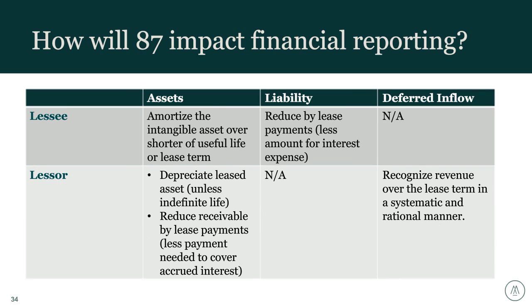So this is really getting at the income statement side. A lessee should reduce the lease liability as payments are made and recognize an outflow of resources like an expense for interest on the liability. And then the lessee should also amortize the lease asset in a rational manner over the shorter of the lease term or the useful life of the underlying asset. For a lessor, you still depreciate the leased asset unless it's an indefinite-lived asset, and then you reduce the receivable by lease payments that are made over the course of the lease term. And then on the other side, you recognize revenue over the lease term, again, in a systematic and rational manner.